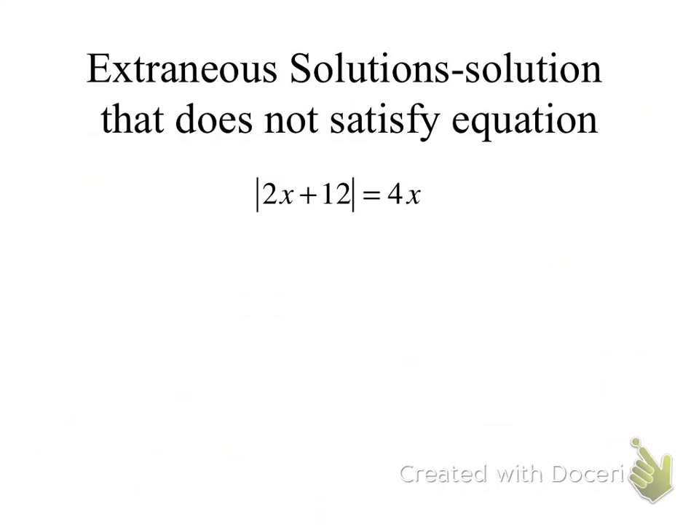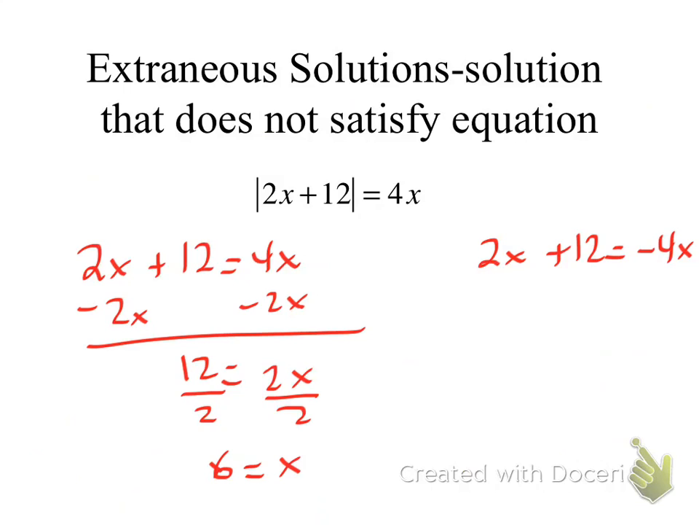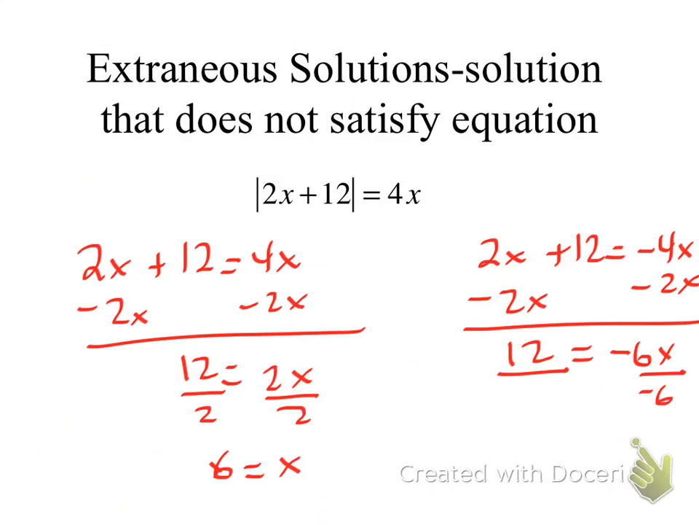2x plus 12 equals 4x. And 2x plus 12 equals -4x, right? I'm going to solve, minus 2x. I get 12 equals 2x. Divide by 2. 6 is equal to my x. I'm going to do minus 2x, minus 2x. I get 12 equals -6x, divided by -6, and x equals -2.